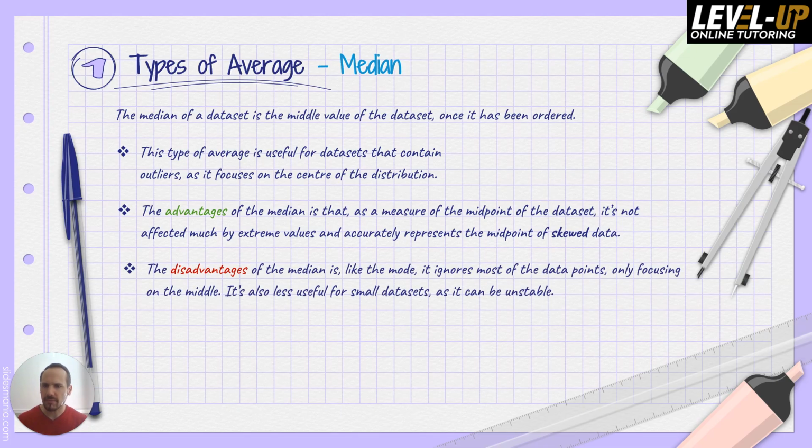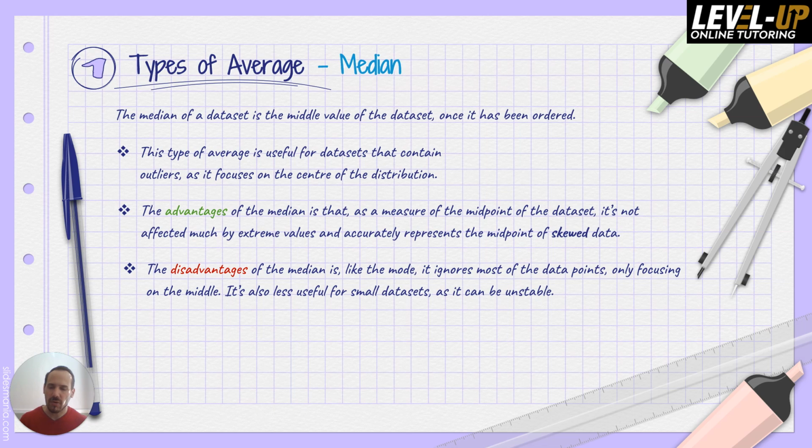Disadvantages of median is that it ignores most of the data points, just focusing on essentially the middle of the data set. It's also less useful for small data sets, which can be quite unstable. Certainly, if you add a new data point, that one data point could have a much bigger effect.